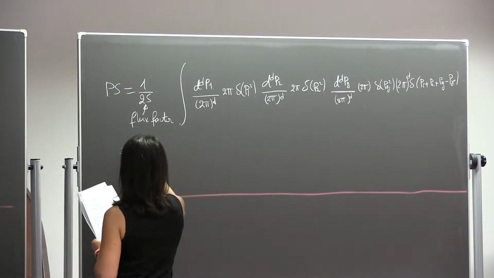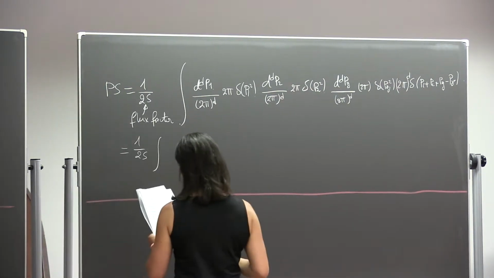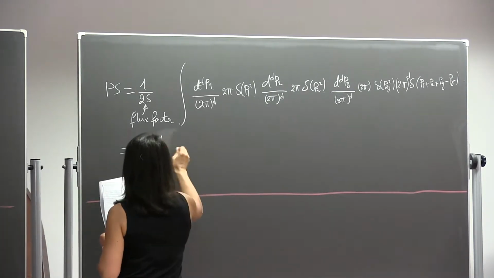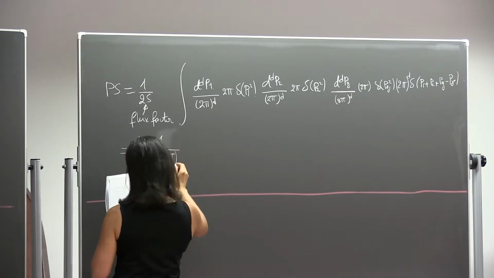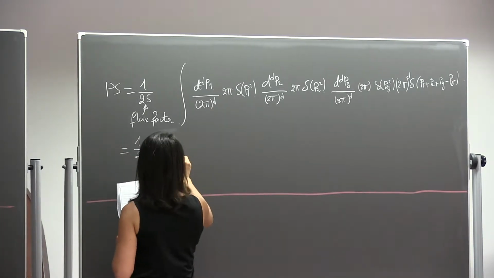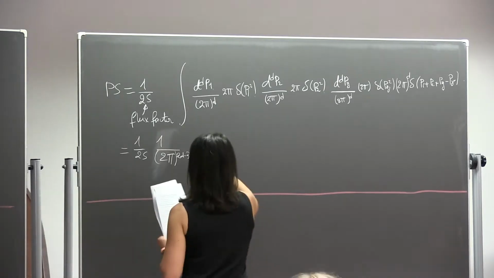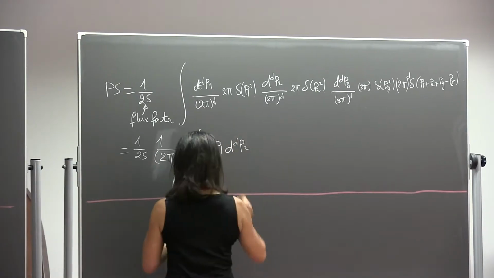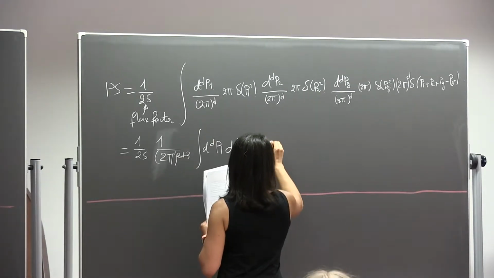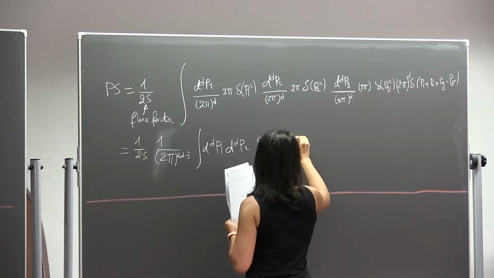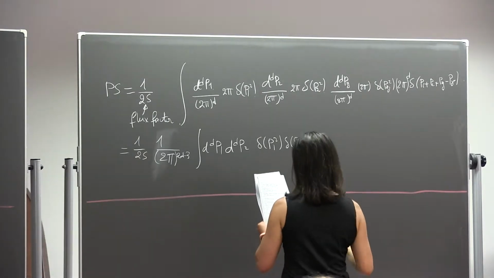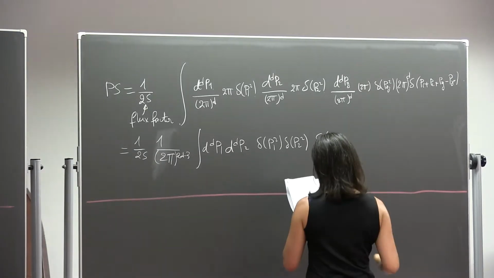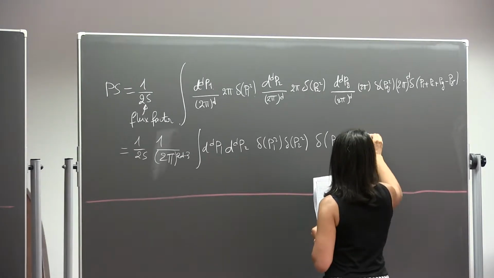And that gives me 1 over 2s. And there are other factors. I combine the factors with 2 pi's together, so I have 2 pi to the power 2d minus 3, d^d p1, d^d p2, and now I have removed the Pg integral. And therefore I have delta of P gamma star minus P1 minus P2 squared.